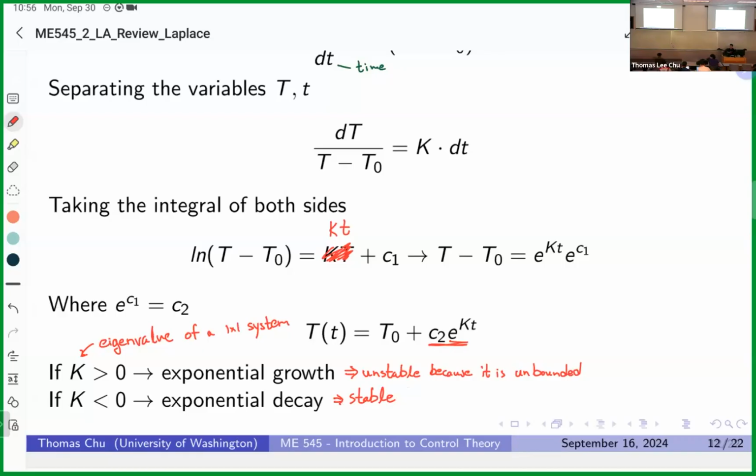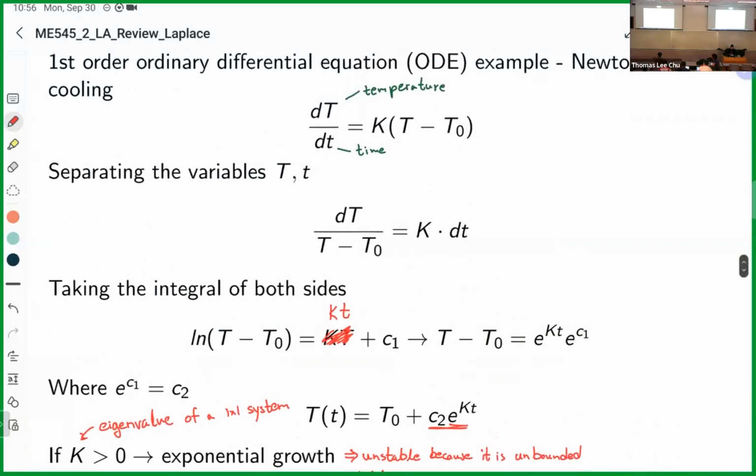Yeah. Oh, yeah. So right here, I wrote k times temperature. It's actually k times time. So uppercase T is temperature and lowercase t is time. This is time. This is temperature. I'll define it here instead.